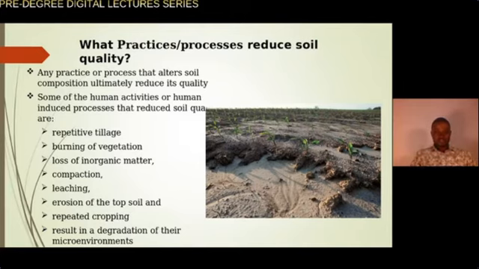Then we have repeated cropping. Continuous cropping of the same crop over and over again on the same soil can affect the soil quality. It adds nothing to the soil but keeps on removing certain nutrients that the plant might need from the soil. So it also results in degradation of the micro environment of the living organisms in the soil.